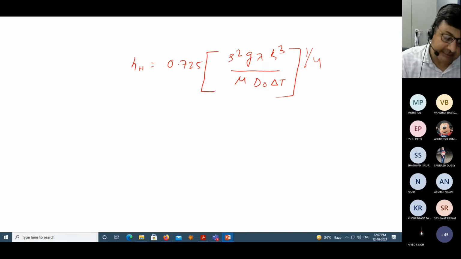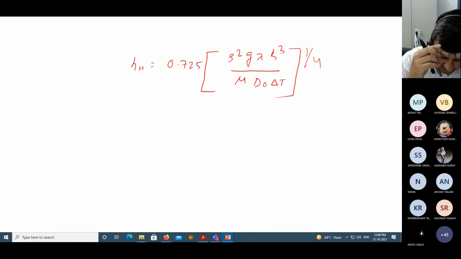So what is the density here? 960 kilogram per meter cube. Yes. Then you have g, right? Then what is lambda? Lambda is also given. Then how much is k? k is also given. Mu is also given.